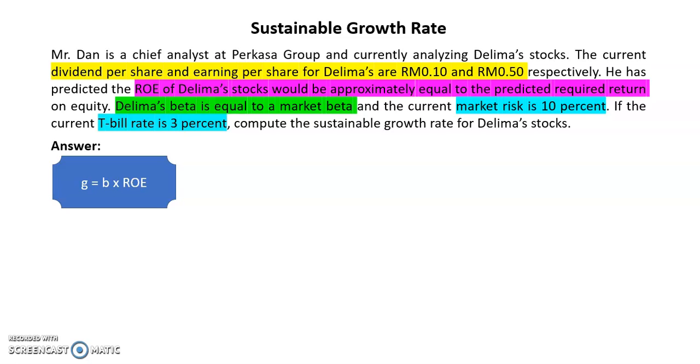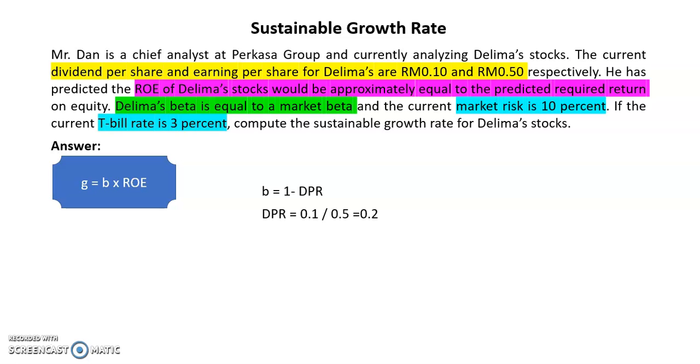Again, B times ROE. So what is B here? B is not beta. B is equal to the retention ratio. So what is the formula for retention ratio? Retention ratio is equal to 1 minus DPR. So in this case, we need to calculate DPR. DPR is DPS divided by EPS.